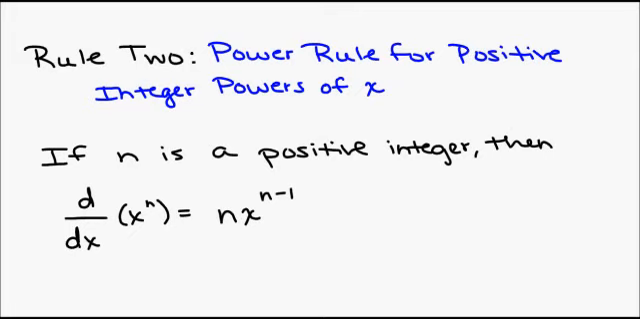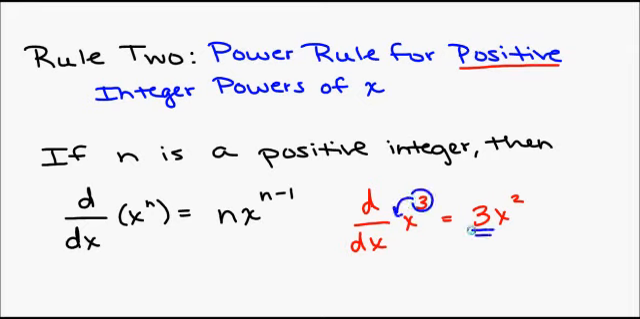Rule 2. Power rule for positive integer powers of x. So this is positive integer powers of x. You'll have a negative one later. If n is a positive integer, then the derivative of x to the n is equal to n times x to the n minus 1. An example of this would be, let's take d dx of x cubed. This is equal to 3x squared. So you take this power down to the front, that's where the 3 came from, and then you drop it down a power. It's a good shortcut.